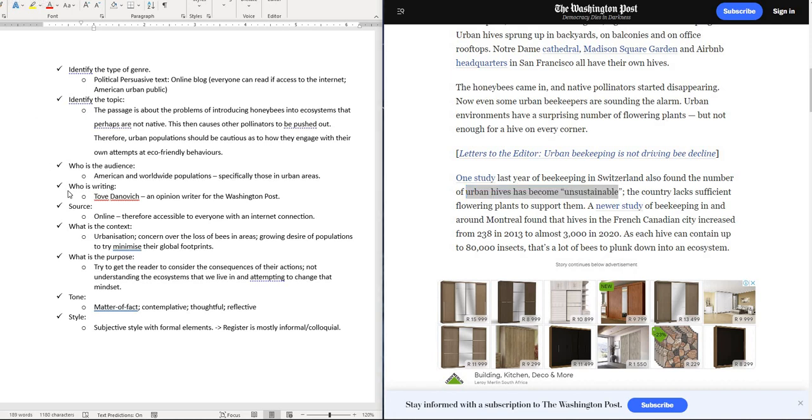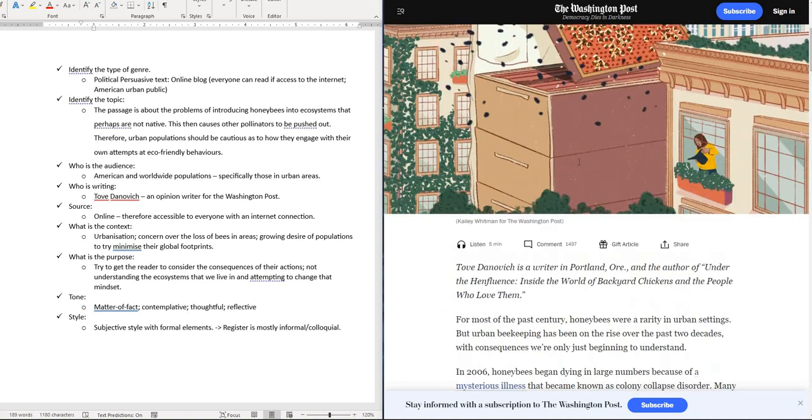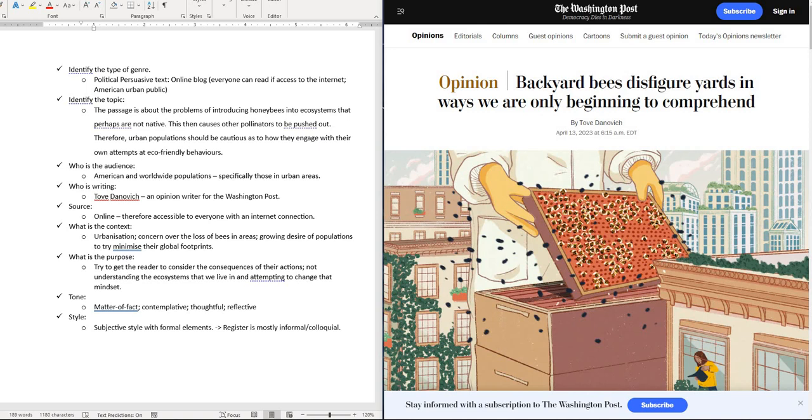Then, of course, we have who is the audience. It's very clear the Washington Post is an American publication, so most of the author's audience is probably going to be from this area. Then we have the fact that it's online, which means that anybody worldwide can actually get it.